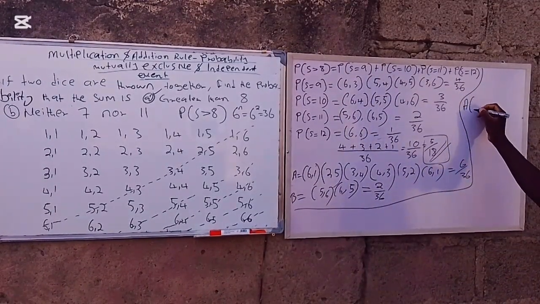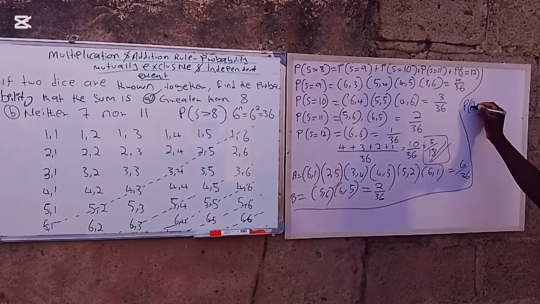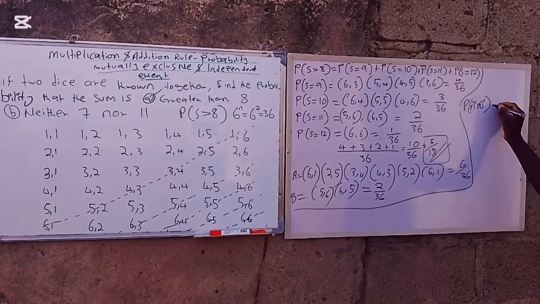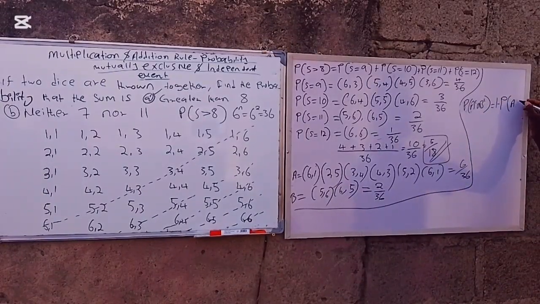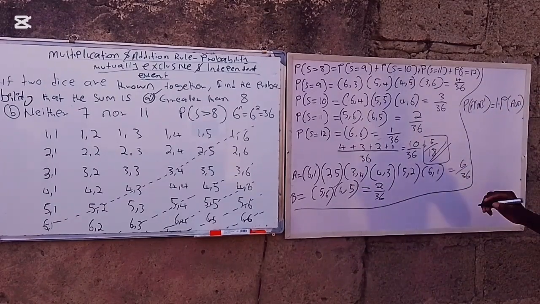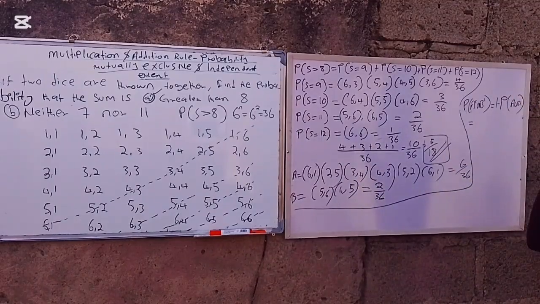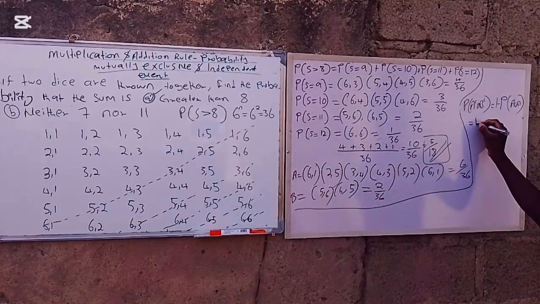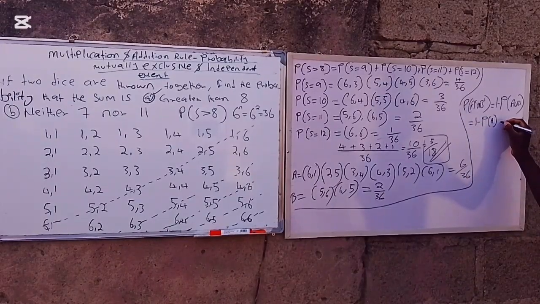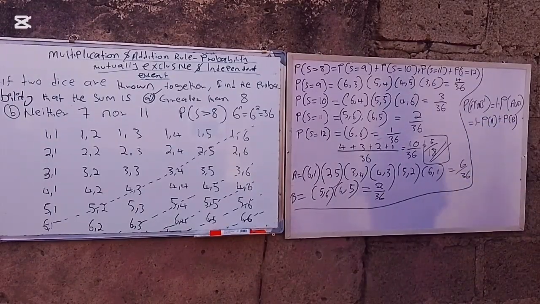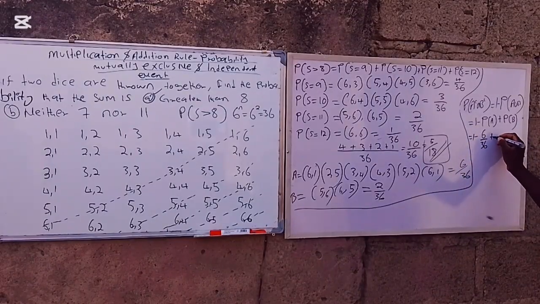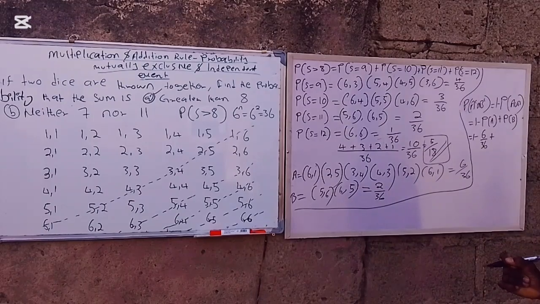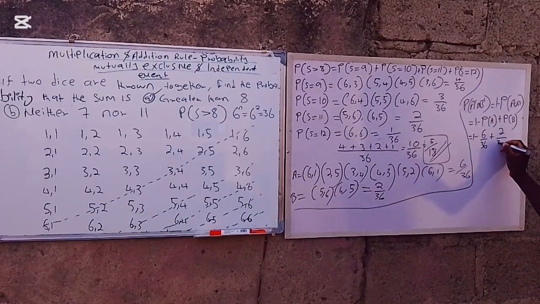We all know that the probability of A complement and B complement is the same thing as 1 minus the probability of A union B. We also know that A union B is the same as the probability of A plus the probability of B. So I have 1 minus the probability of A, which is 6 divided by 36, plus the probability of B, which is also 2 divided by 36.